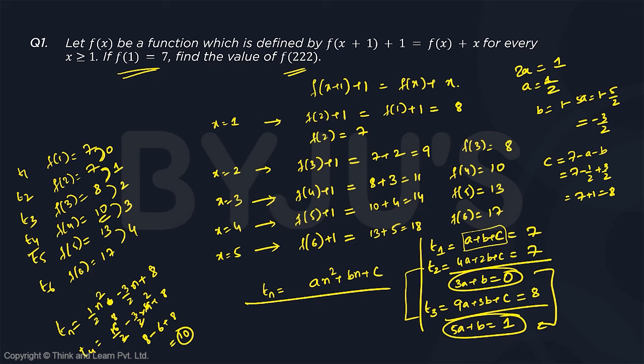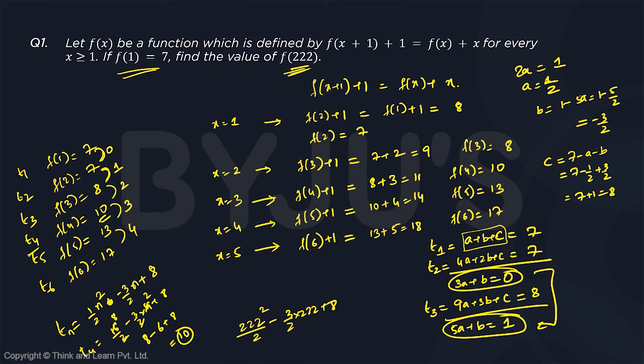So once you get the general term, you can always find out what is T122, because you want the 122nd term. So this is 122 square by 2 minus 3 by 2 into 122 plus 8. So this will have to be simplified. Let me just clear a little bit of space over here so that I can continue with my writing.